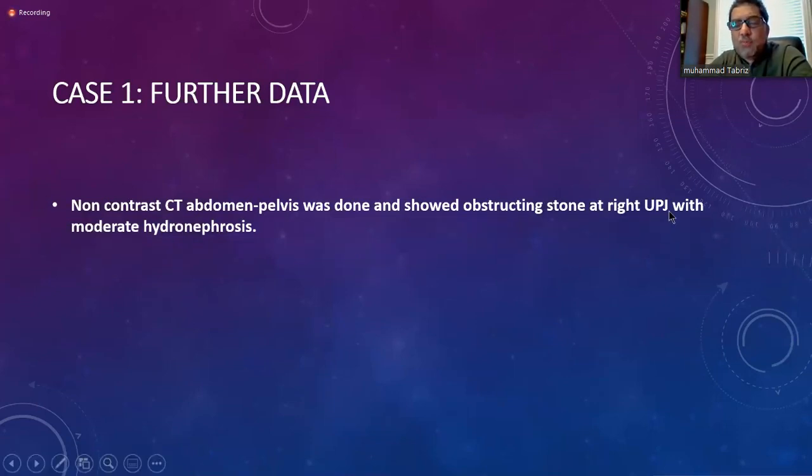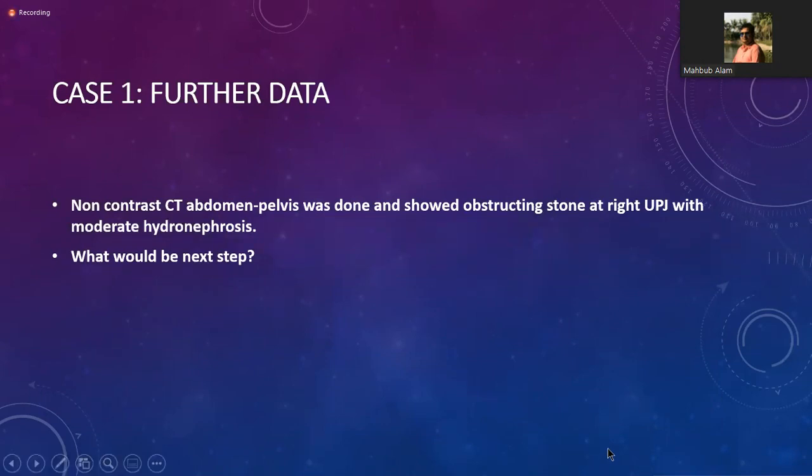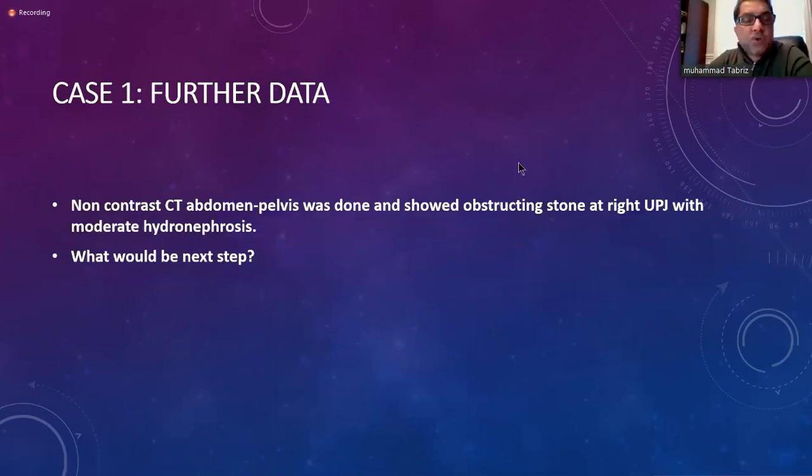The study that we did in this patient is a CT scan, which shows an obstructing stone at the UPJ on the right side, causing moderate hydronephrosis. What would you do? Urology consultation. Urology consultation, absolutely.